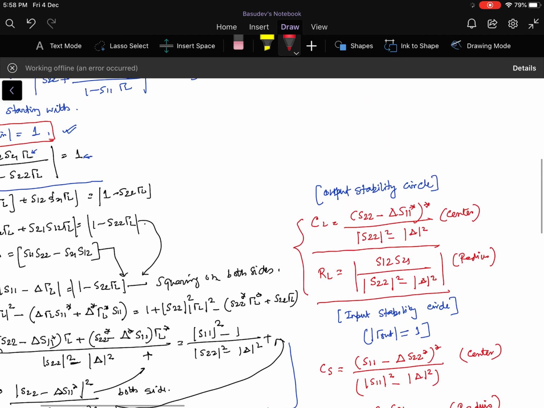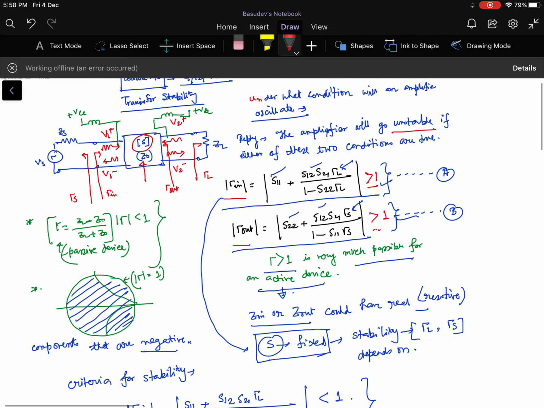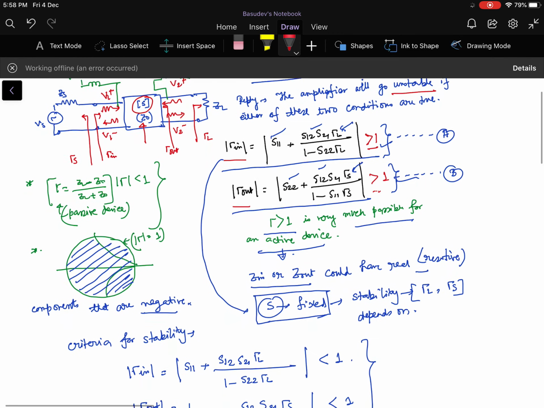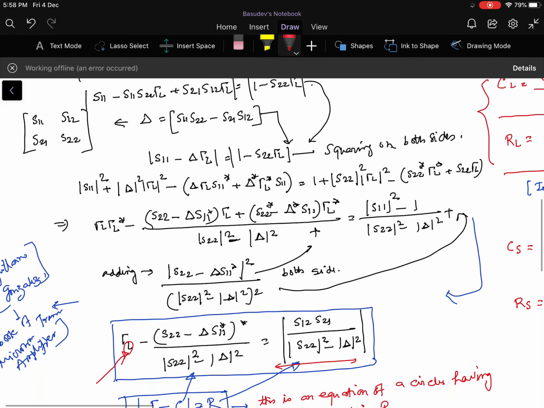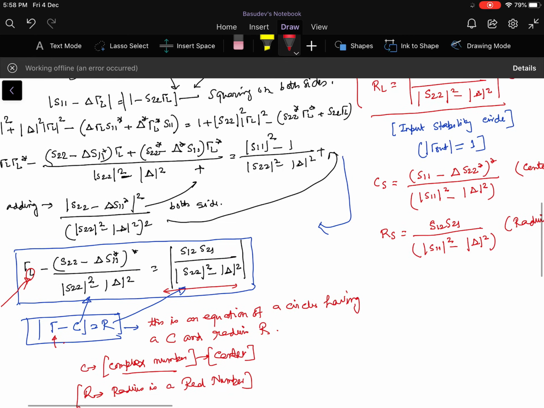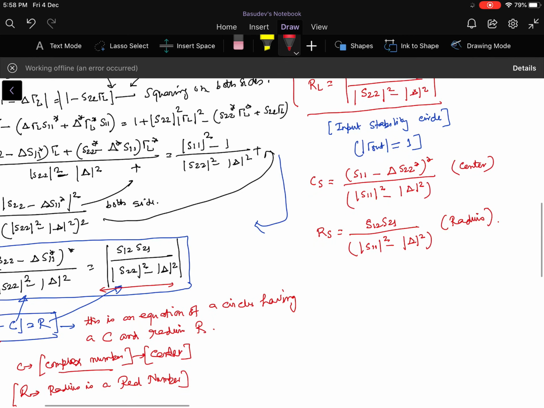To summarize what I did today: I discussed stability, and from a basic transistor block I terminated it with a general load and a source. I defined the load reflection and source reflection coefficients, defined the criteria for stability and instability, and found out why these reflection coefficients form the input stability and output stability circles, and I found their radius.